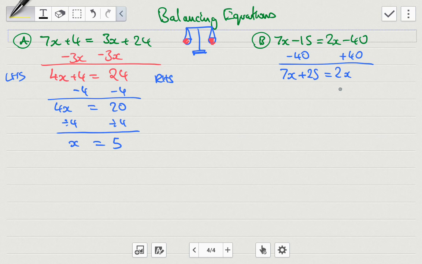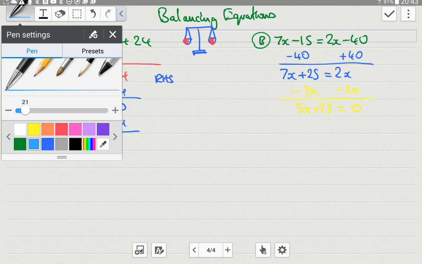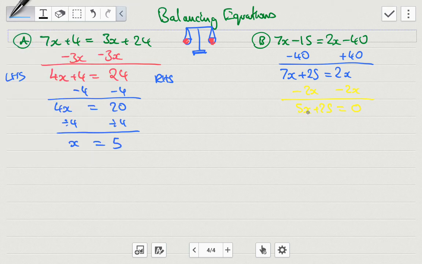Alright, so if I want to, I could have subtracted 2x from this side and subtracted 2x from this side, and watch what happens here. I end up with 5x plus 25 is equal to 0, and I can still work with this, giving me a choice to now eliminate one of these two.